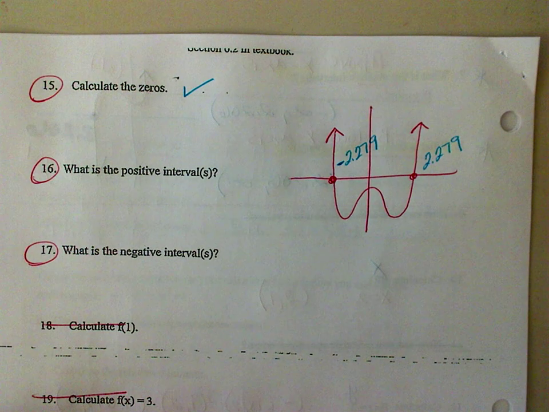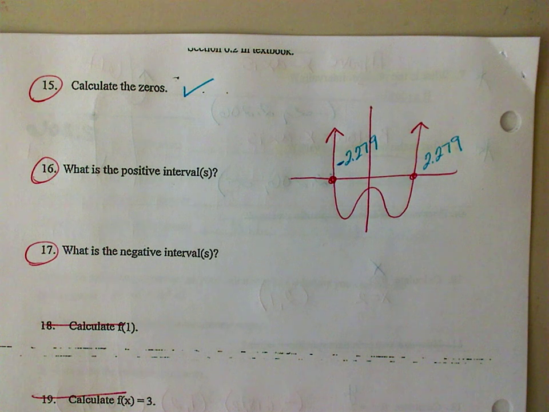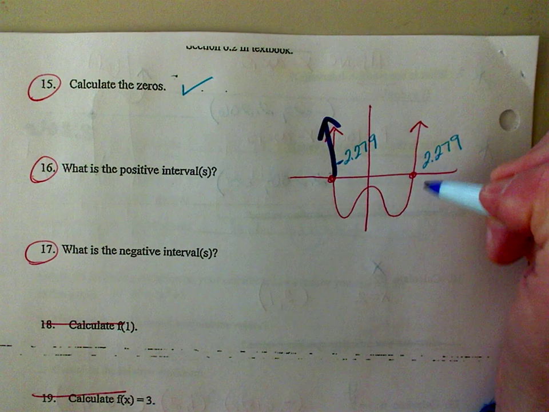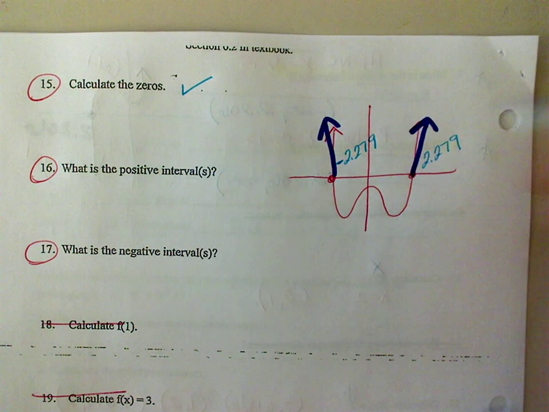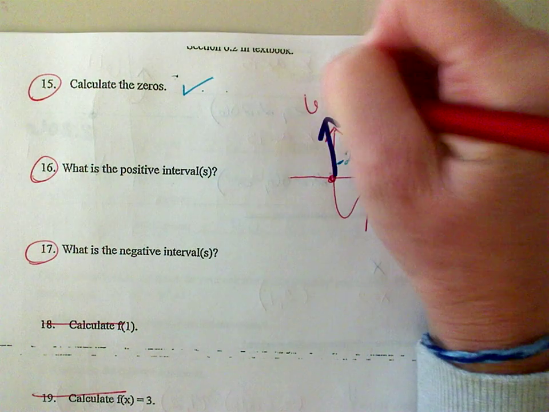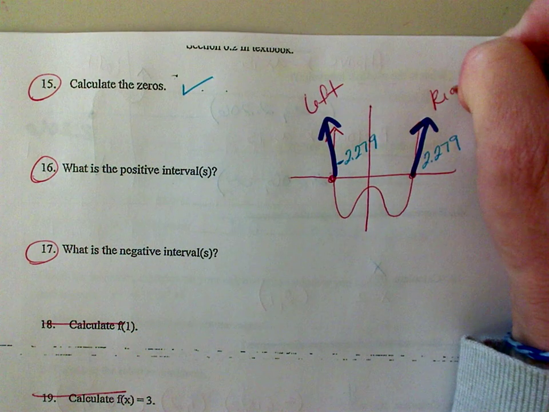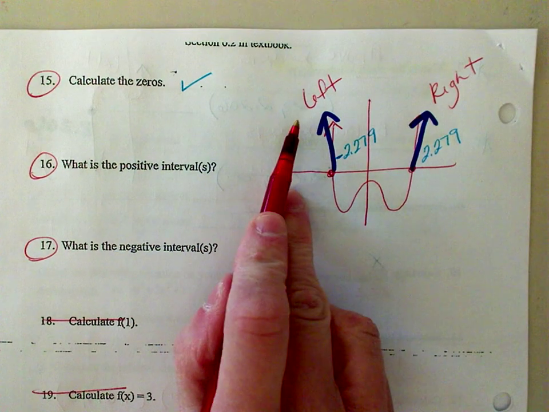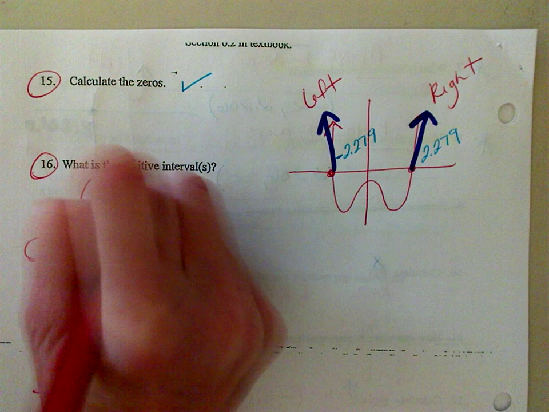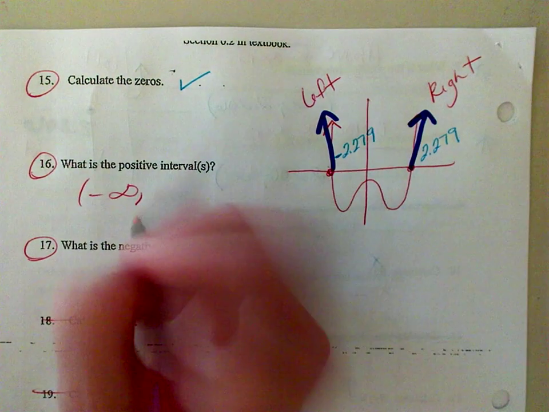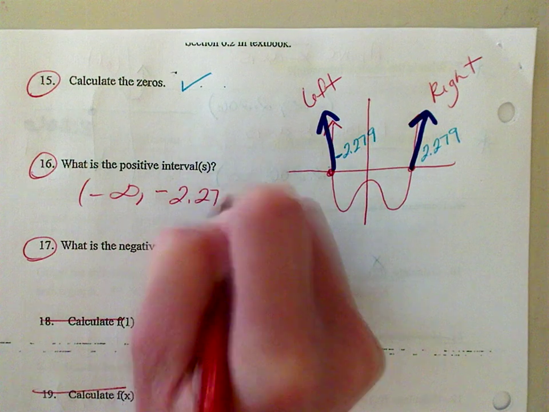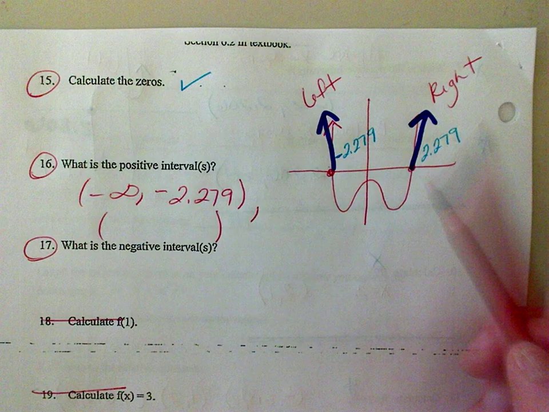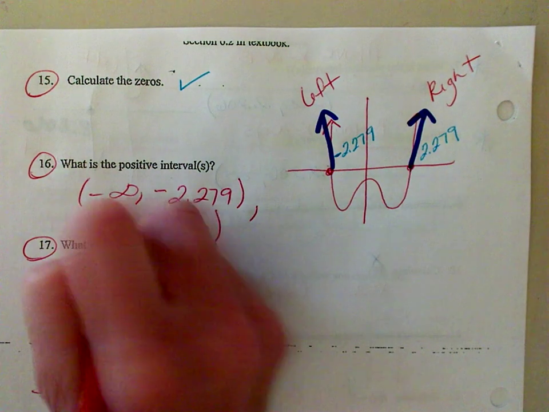Okay, the positive interval. I'm looking for where the graph is above the x-axis. So it's here to the left. I kind of exaggerated. It's not really going straight up. And this one's to the right of it. So this one's on the left and this one's on the right. So I'm going to have 2 answers for this one. If it's on the left, you're going to start with negative infinity and you're going to stop at whatever the 0 is. Now we have another answer. If it's on the right, you start with a 0 and then you end with positive infinity.